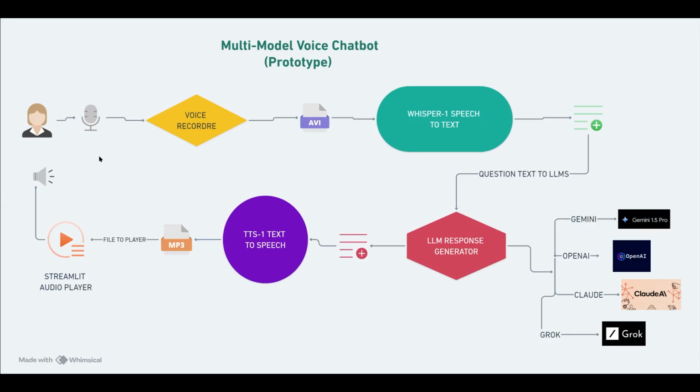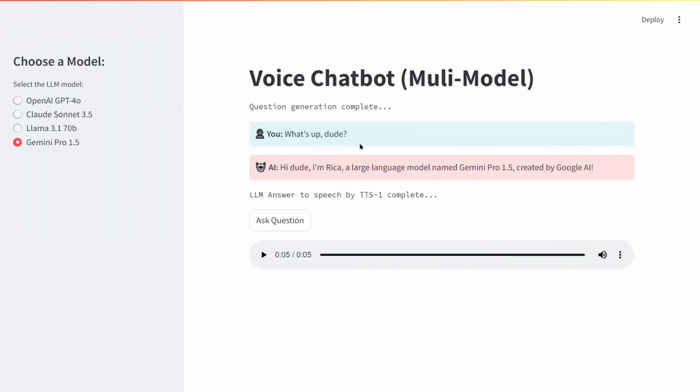The user speaks to the mic, and from there, we send that to our voice recorder module. And then we record the voice and create a WAV file, which is an audio file, and then hand that over to our Whisper-1 speech-to-text model by OpenAI. And this then transcribes the audio and turns it into text, as we saw right here. My question was in audio, and we turned it into text.